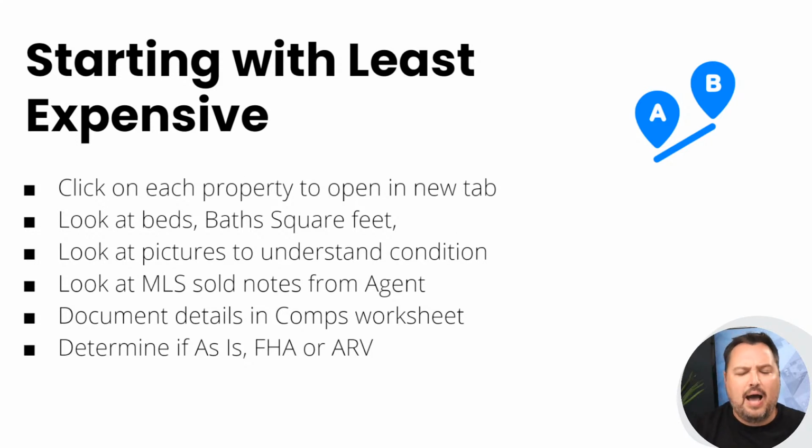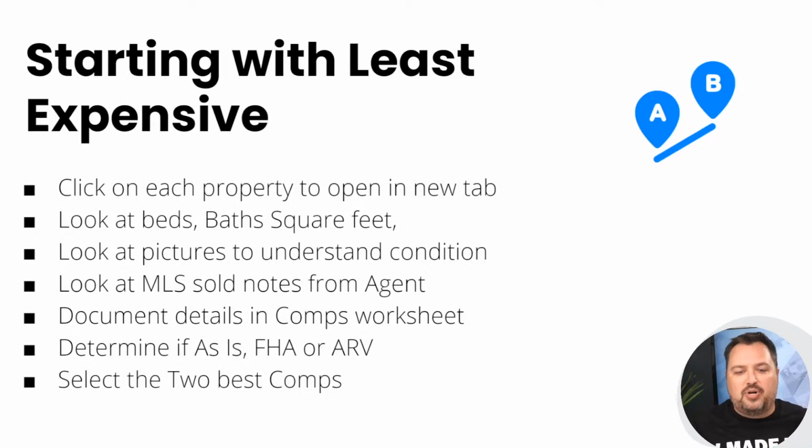FHA, or ARV. So I basically bucket every property into three things. As-is means the property is in need of work. FHA means it's the minimum standard to get FHA, and ARV means it's been fixed up, like that house we just looked at or talked about, where it's got the new roof and the new kitchen and that type of stuff. And so I bucket all of them into one of those three.